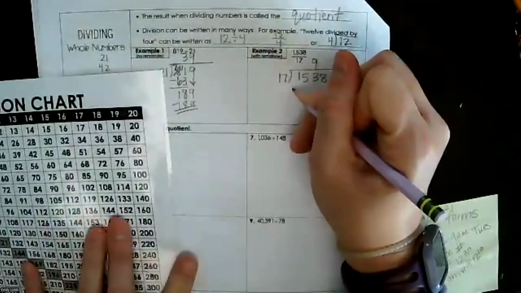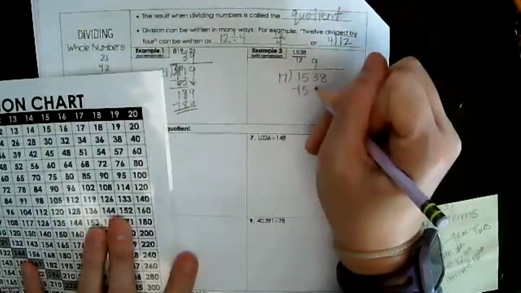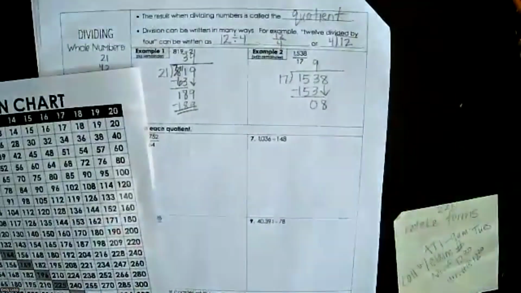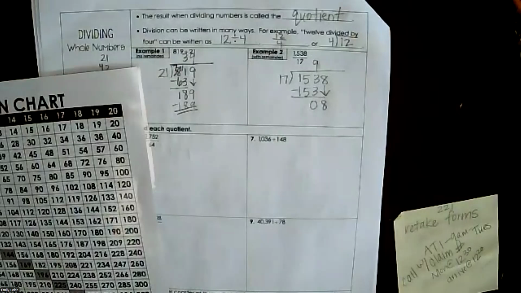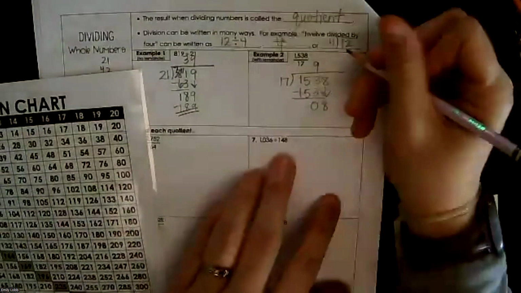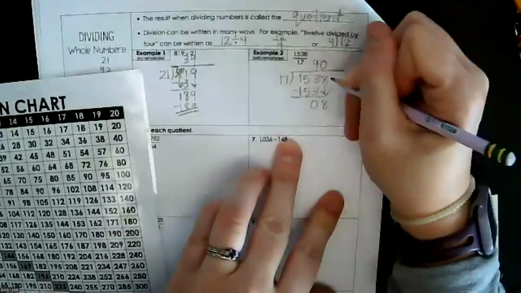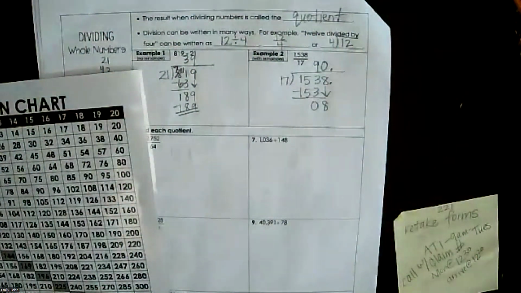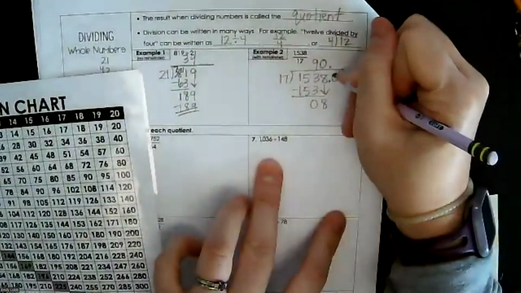However, I actually like this example because this is 0 when I bring down the 8. How many times can 17 go into 8? 0. It is necessary for you to put that 0 here. Otherwise, it just looks like a 9. Yes? And this is where you would add in decimals.